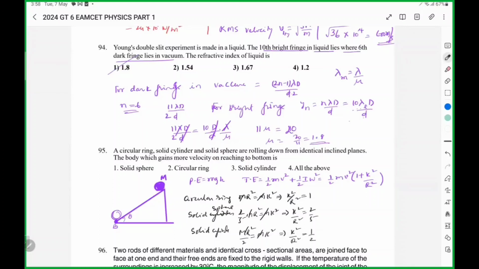So now from potential energy, V square is 2gh by (1 plus k square by r square). Which gains more velocity? Where k square by r square is least. Here 0.4, here 0.5. So k square by r square is least for the sphere. So the sphere reaches the bottom with more velocity.